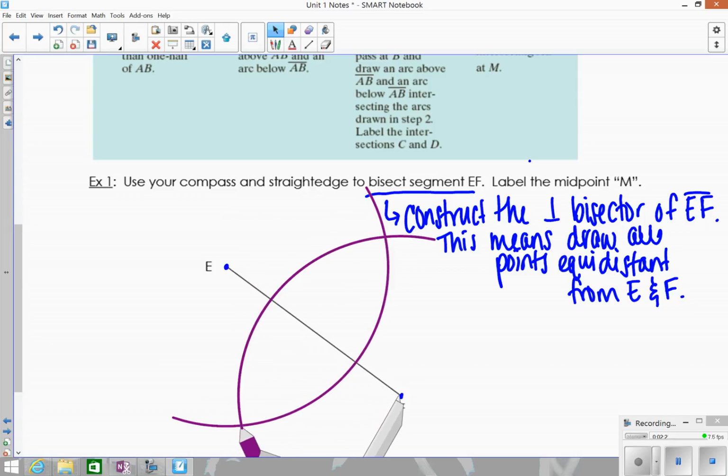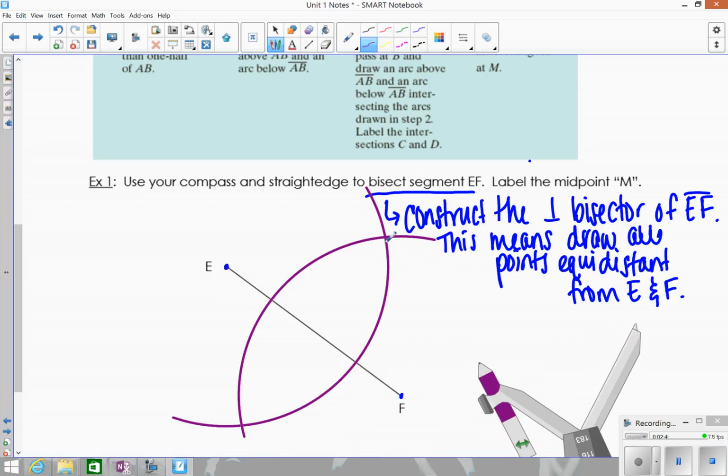Same thing. And what you're doing when you're drawing these arcs is you're drawing all of the points that are equidistant from each endpoint, because this is your circle, this is your radius, so you're drawing all points equidistant from the center of the circle, which is the endpoint of the segment. And then where they cross is where the points are, both of these points are equidistant from both endpoints. So that's where the perpendicular bisector is.